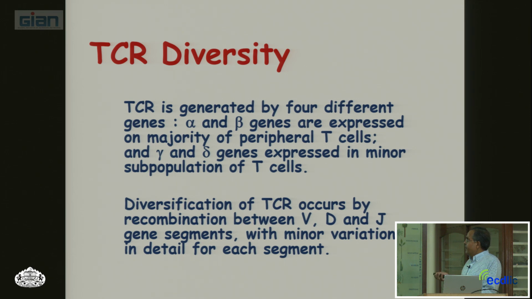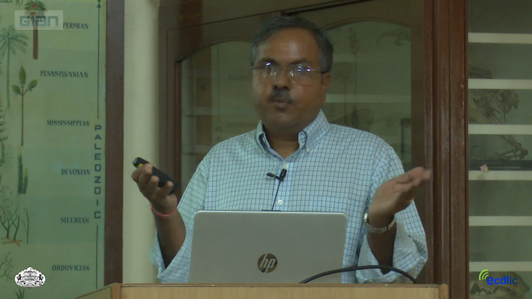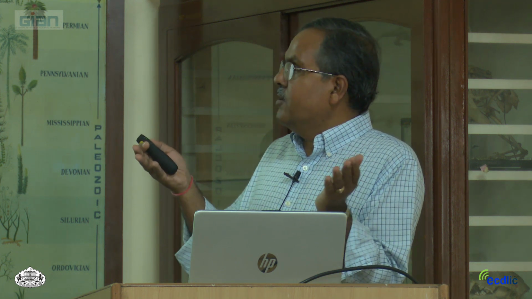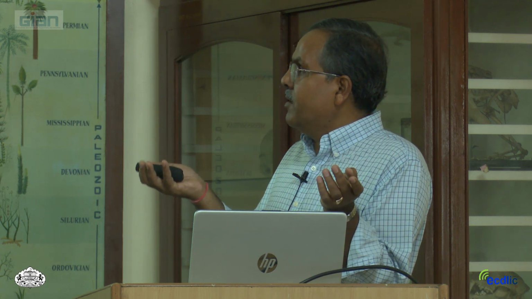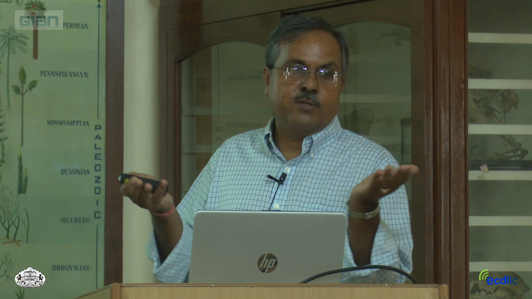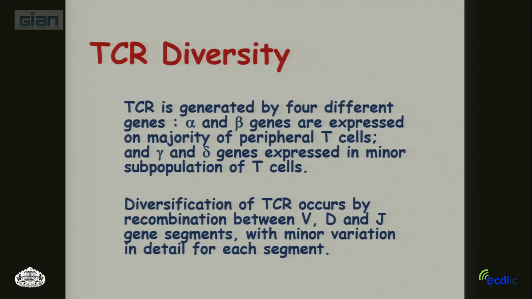Even with alpha, you have this variable region, diversity region, and joining region, and there is a constant region. And a combination of all these gene portions, or domains in other words, will create a new variety of T cell receptor. Okay? So basically, another variability you have is that there are multiple variable region genes. So it's not one. Somewhere between 5 to 250 different variable region genes are there. Same is for diversity, and same is for joining region. And there are many other minor variations which get created.